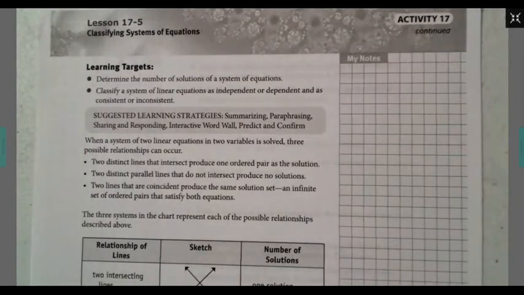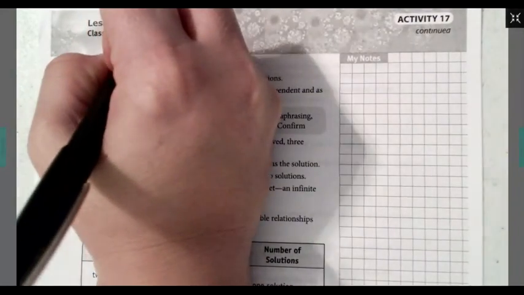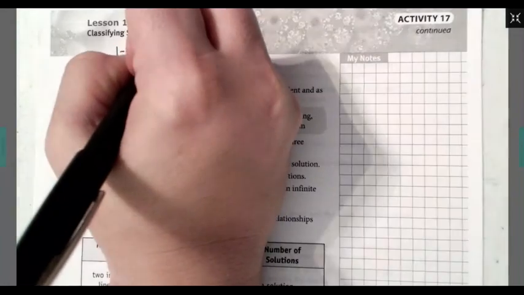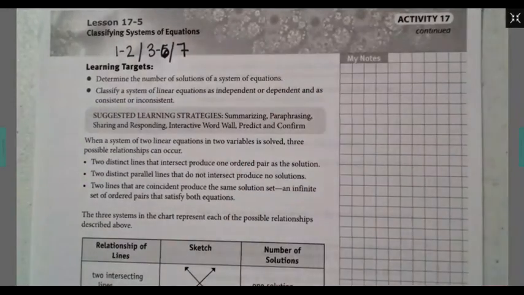Today we will be covering Lesson 17-5 on classifying systems of equations. This lesson will be split into 3 separate sections. We will cover questions 1 and 2, questions 3 to 6, and then question number 7 by itself. Let's go ahead and take a look at our learning targets for today.